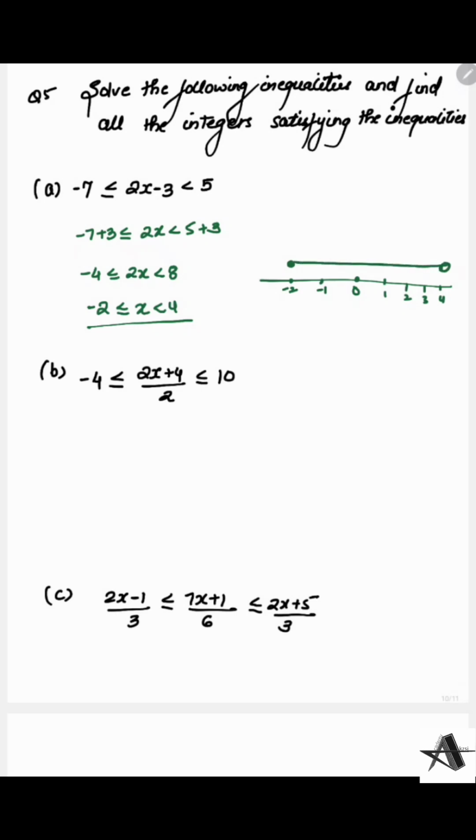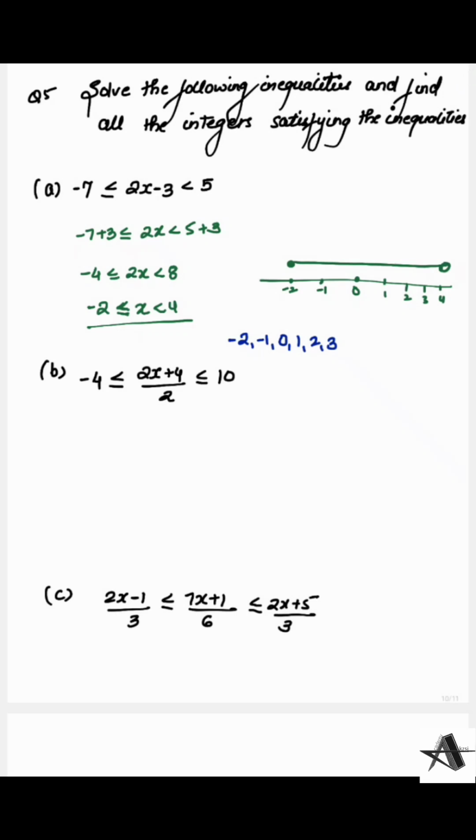So what all integers are satisfying this inequality? That means what all integers are lying in between this range? Definitely x is greater than or equal to negative 2, so I have to consider negative 2. So the answer is negative 2, negative 1, 0, 1, 2, 3. But I'm not considering 4 because x is less than 4, not equal to 4. So all the integers that are lying in between are negative 2, negative 1, 0, 1, 2, 3.